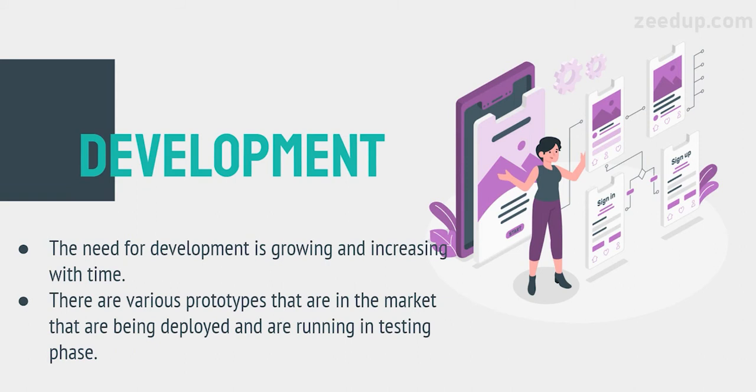And the development. Internet of Things is the latest advancement in technology. The need for the development is growing and increasing with time. Each and everyone is now dependent on various automated devices and smart sensors. So you need to make a new one, right? You can't always depend on the same platforms. There are various prototypes in the market that are being deployed and are running in the testing phase. Also, IoT is not working with only one device but many.